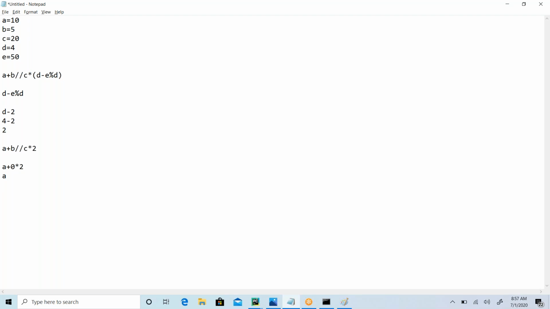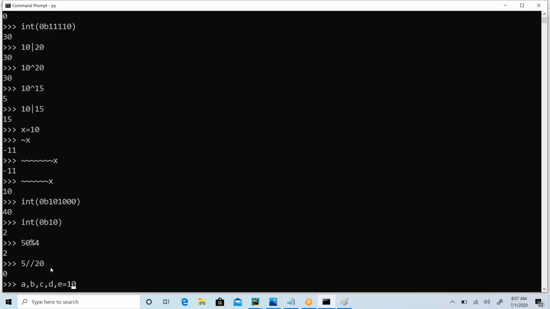So that's the expected output. Now see that. What is the value of a? I have taken a value as 10. So a, b, c, d, e, right? What are the values I have?